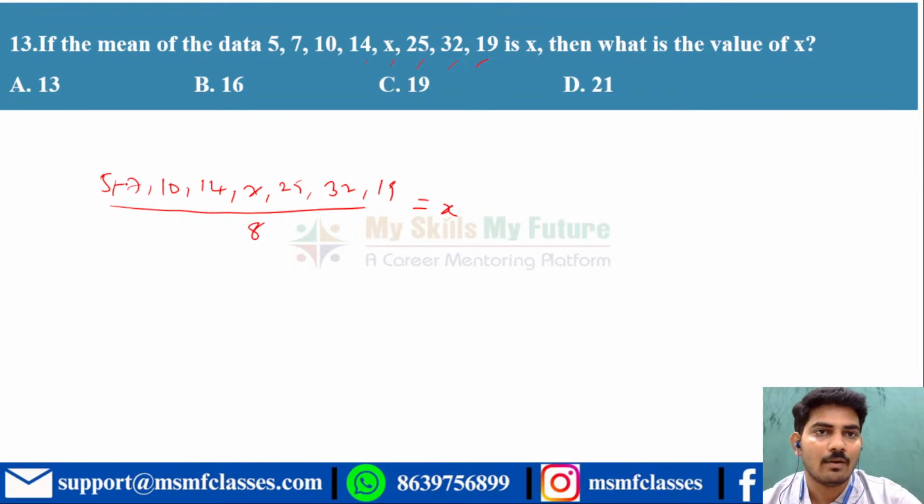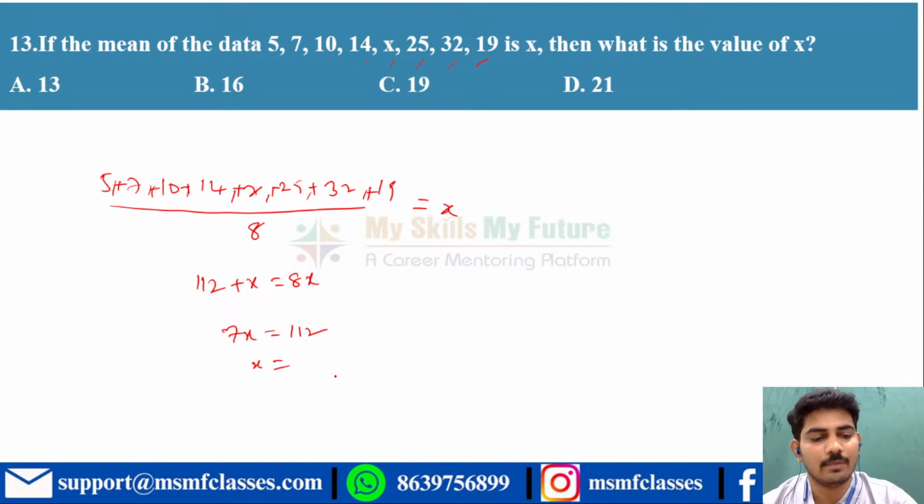And if I add all these values given here, how much will I get? I'll get 112 plus x, that will be equal to 8x. So 7x will be equal to 112, then the x value will be how much? So 16. So the value of x will be 16 here.